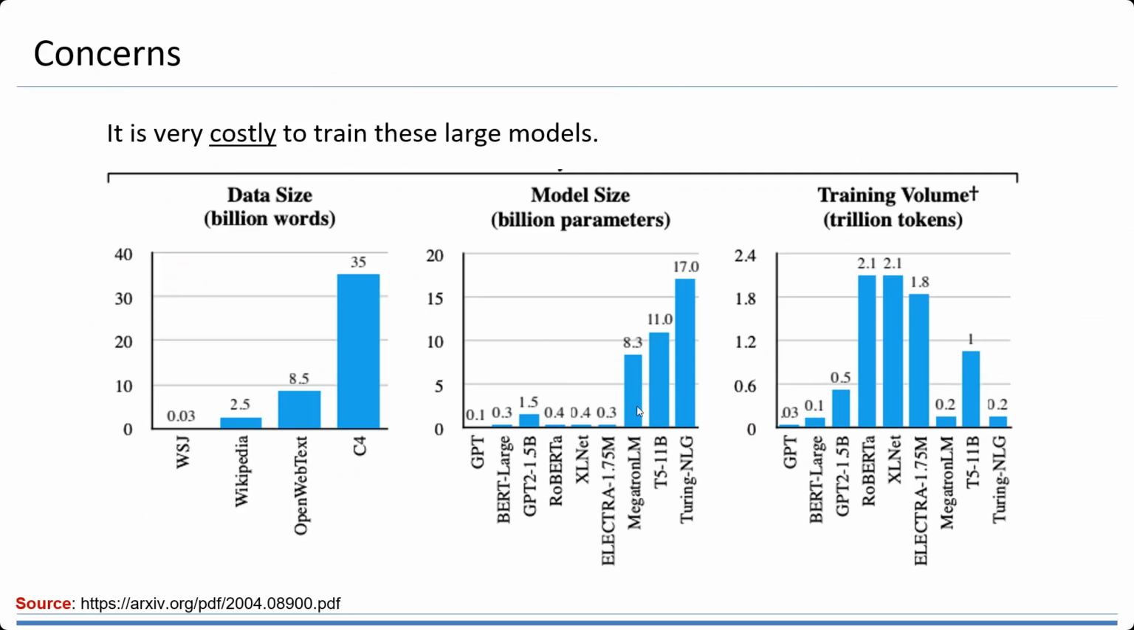So this is the data comparison of how they perform on the large models. The data sizes, like this is Wall Street Journal, this is Wikipedia, this is OpenWebText, and there's also another website, C4. This is the number of words in billions, and this is the billions of parameters. And this is the training volume, meaning how many tokens have been used for training. And you can see that RoBERTa and XLNet use the highest number of tokens among the other pre-trained models.